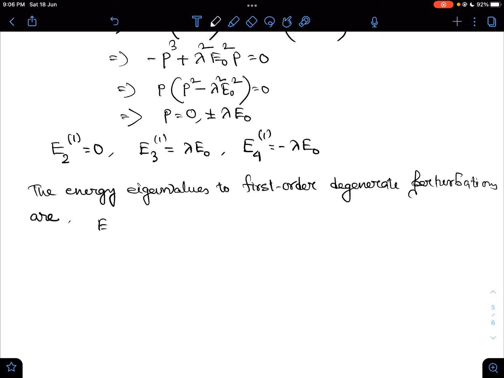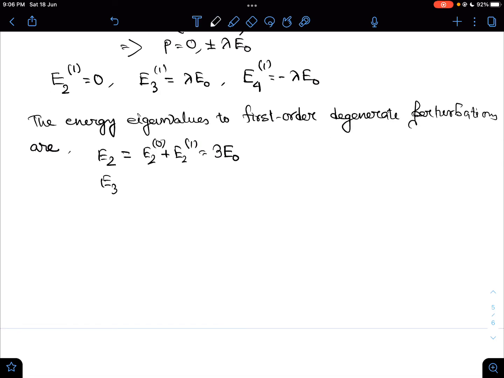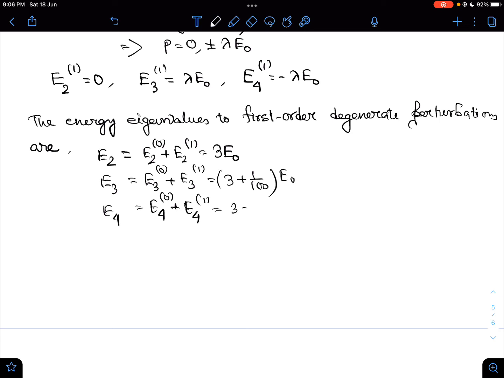are E2, which is E20 plus E21, that means 3E0, and we have our E3 to be E30 plus E31, which is 3 plus 1 by 100 E0, and E4 to be E40 plus E41. So this is 3 minus E0 by 100.